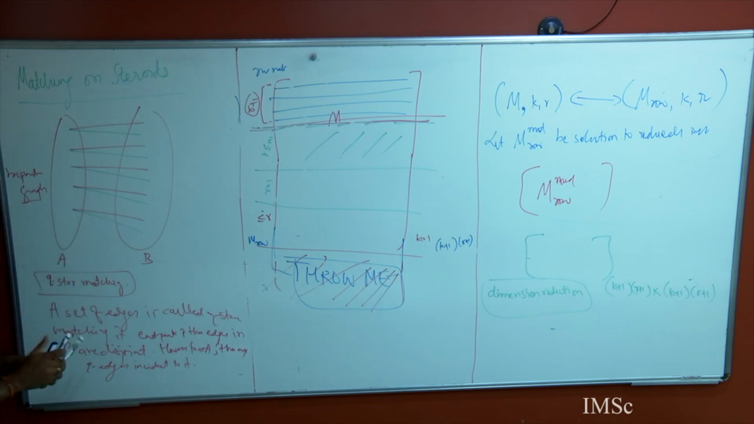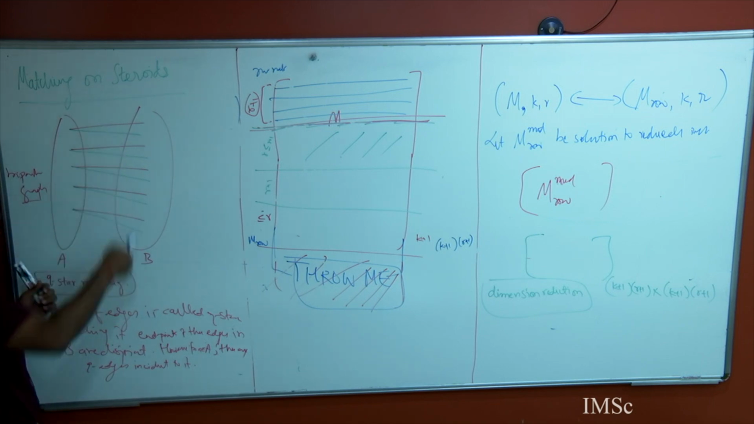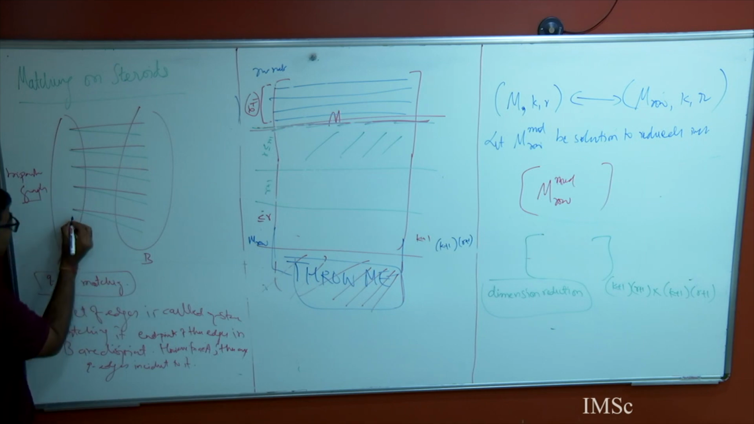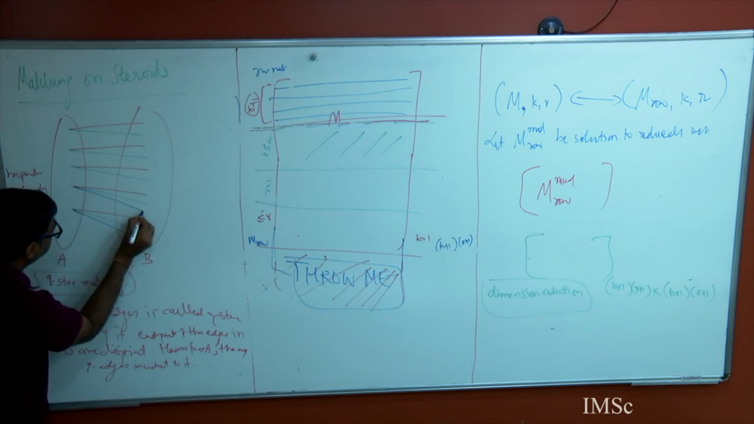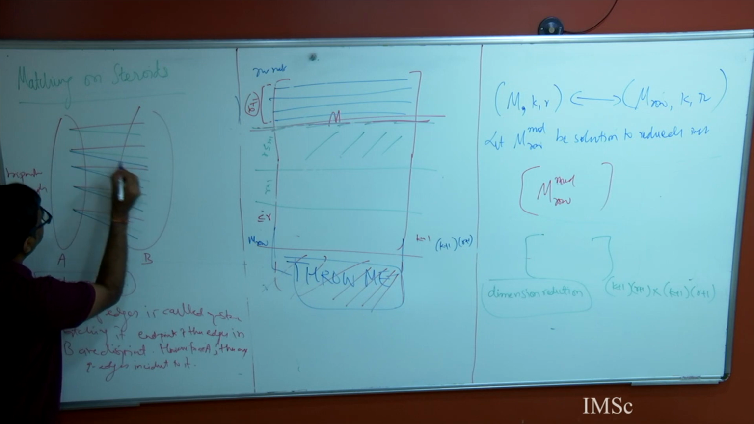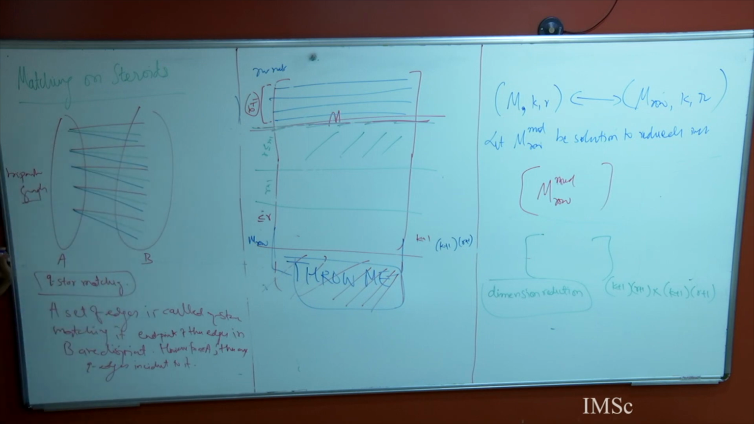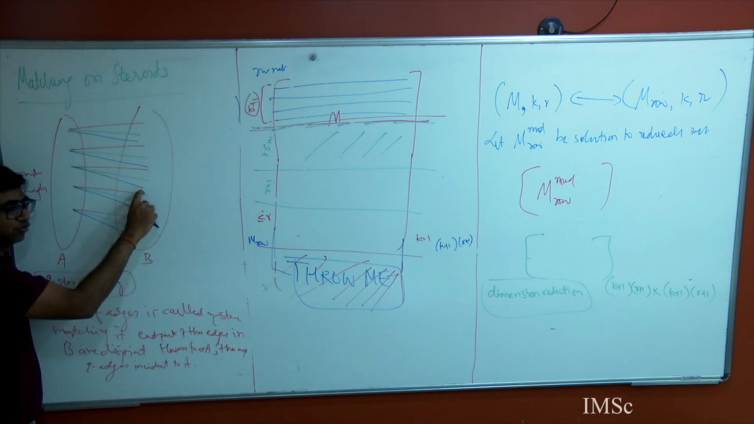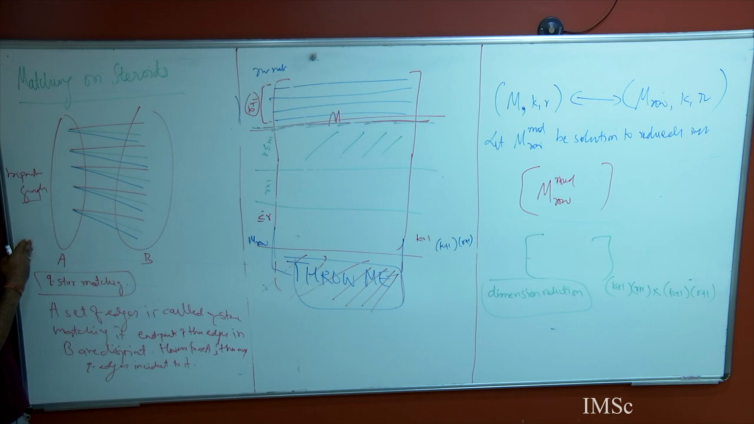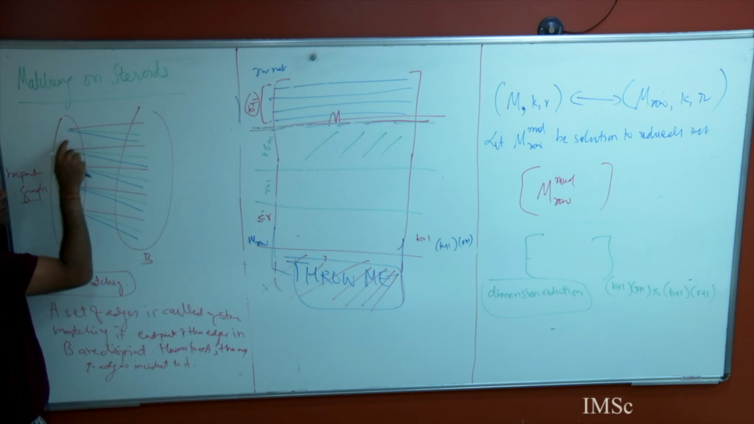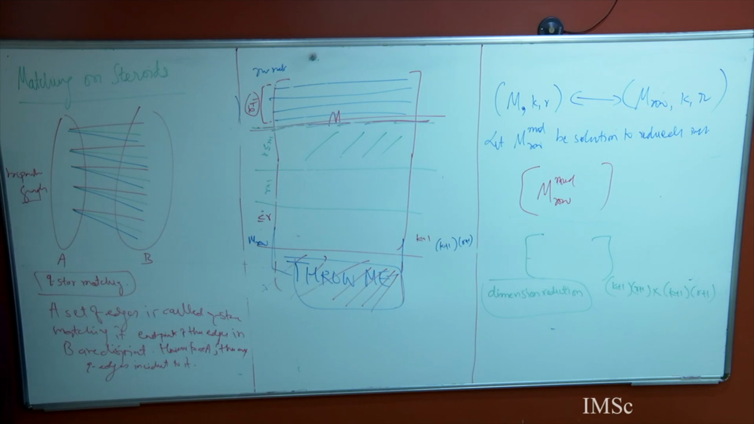So how will a 3 star matching look like? They are still disjoint in B, but in A they are incident like this, like this, like this. You get my point? So this is what I mean by Q star matching. It's basically a set of edges whose endpoints are disjoint in B, but from A's perspective, there are Q edges incident to every vertex. So a 1 star matching is a normal matching.